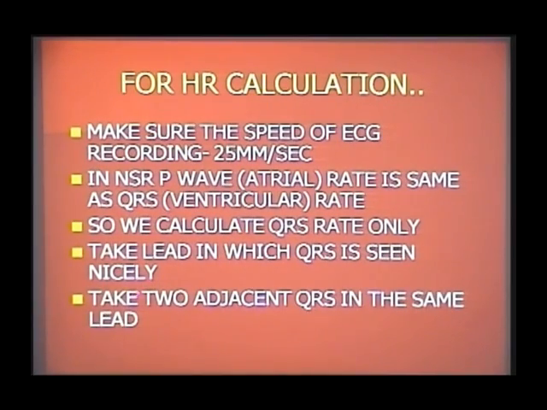Then select two adjacent QRS complexes in the same lead. Don't take one QRS complex in lead aVR, another QRS complex in lead aVL and calculate heart rate. When you take two QRS complexes, it will be the same lead aVR or the same lead aVL or L2. Two adjacent QRS complexes in the same lead, in which lead you are seeing the QRS complex nicely. The speed of recording should be 25 millimeters per second. So these are the rules to calculate the heart rate.